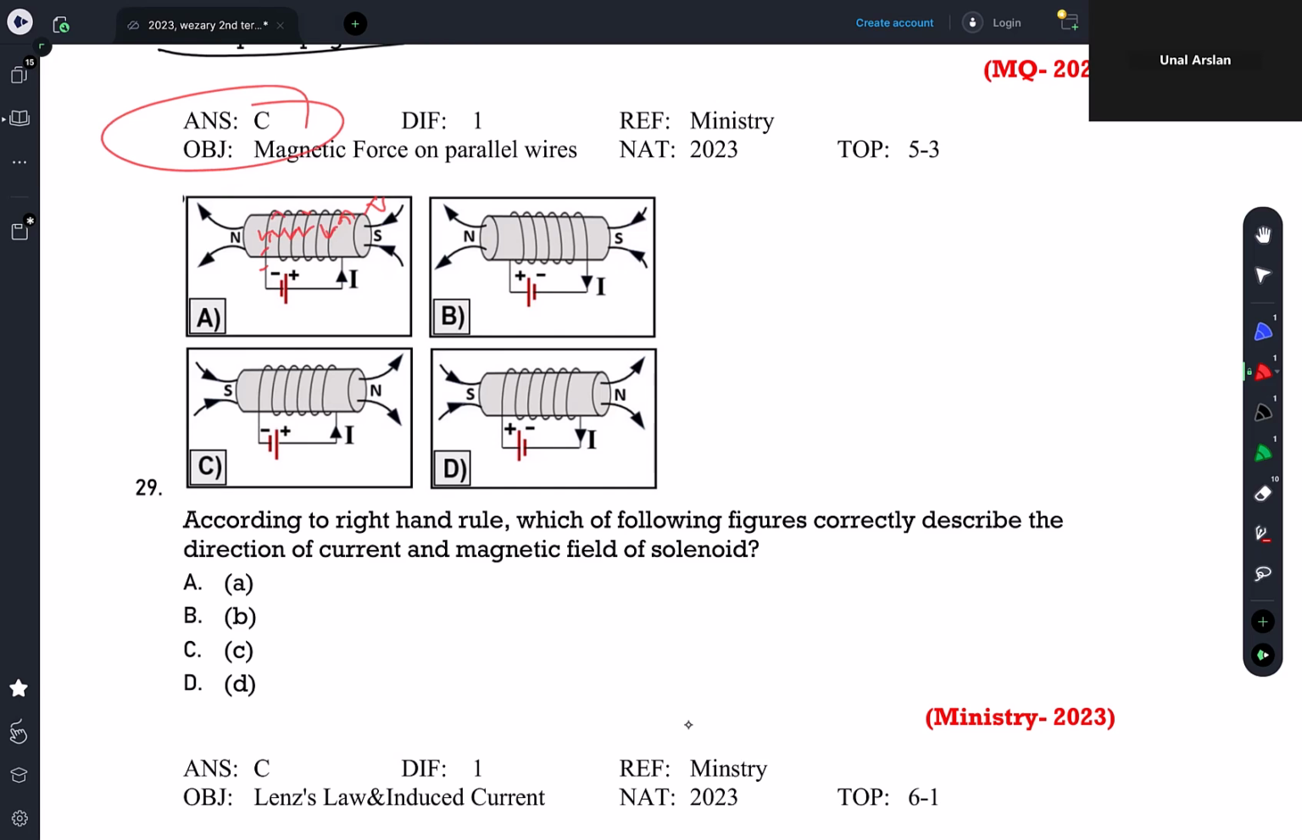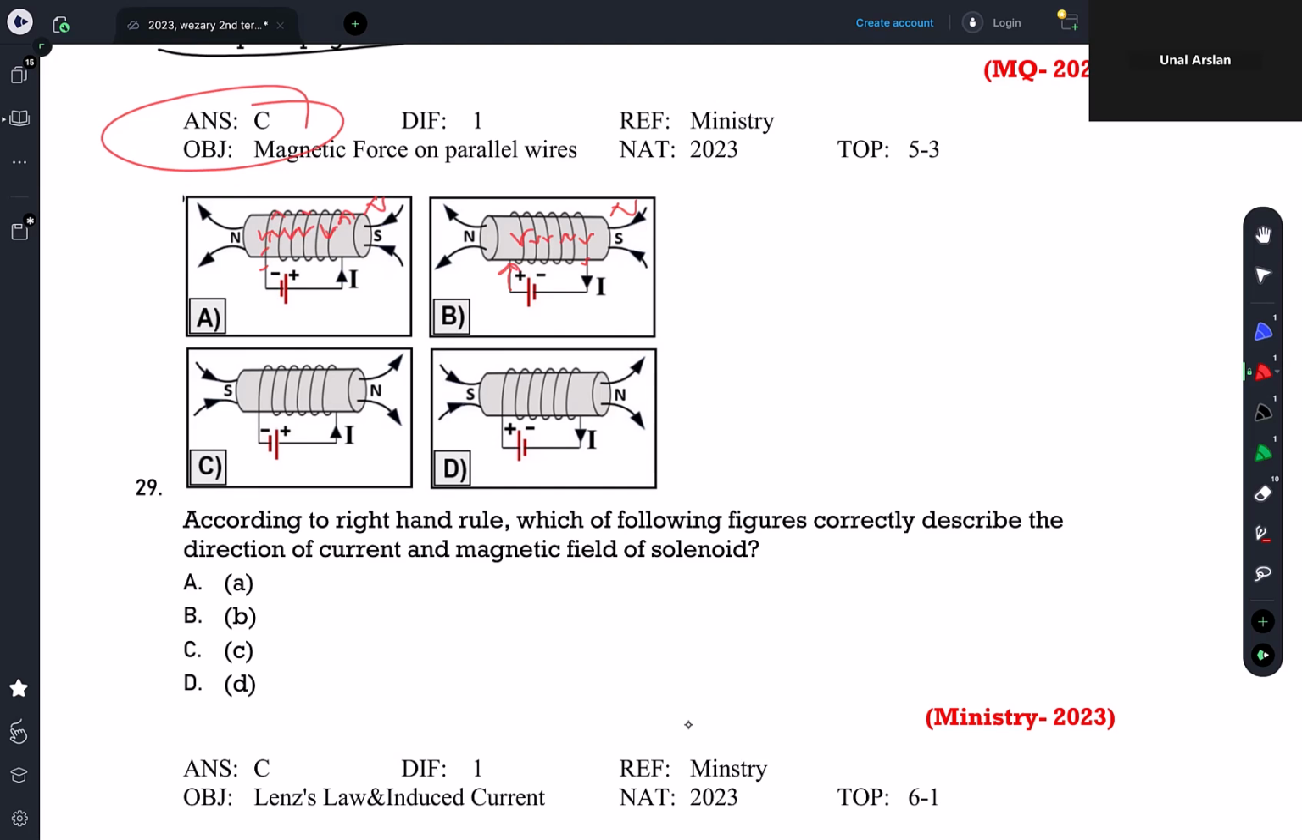For B, electric current goes from positive at the back up, front down, and back up, front down, back up, front down. So again, your forefinger must go from back up and curl your forefinger front down. Thumb is going to be again right side, and this is also not correct.